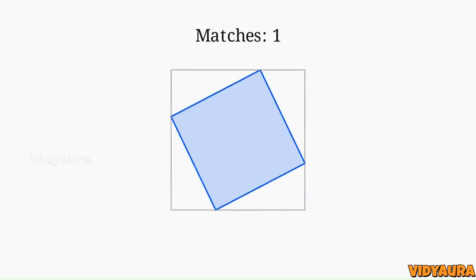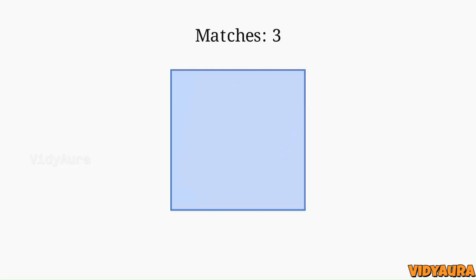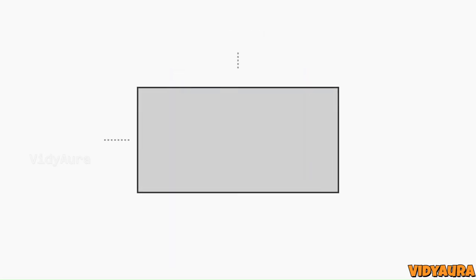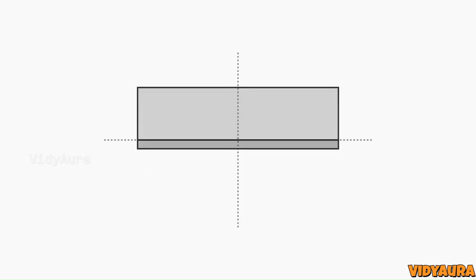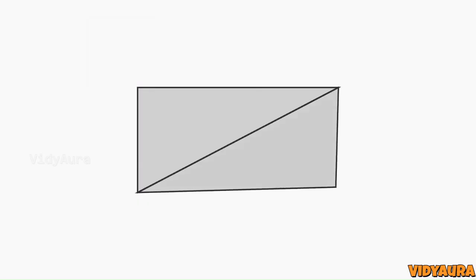Consider a square. Because all its sides and angles are equal, it has 4 lines of symmetry: vertical, horizontal, and 2 diagonals. As it rotates, it returns to its original appearance 4 times in a single turn. A standard rectangle, however, has only 2 lines of symmetry. We can verify the vertical and horizontal axes through a simple fold.